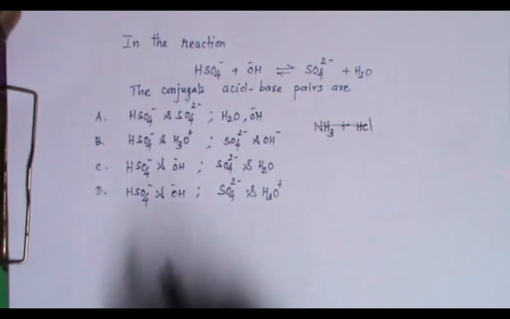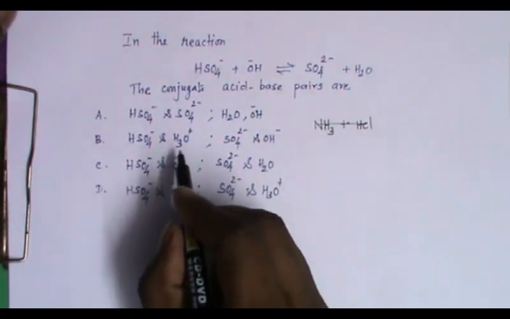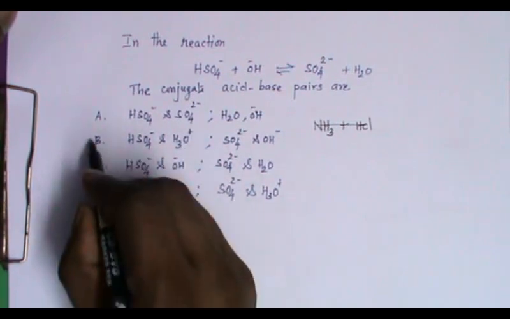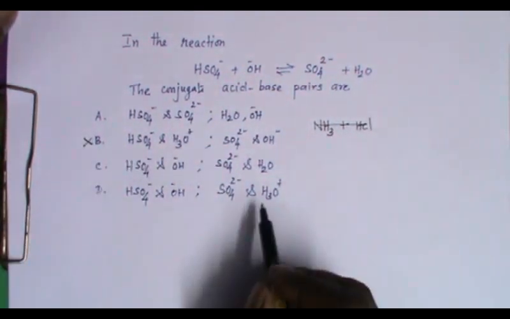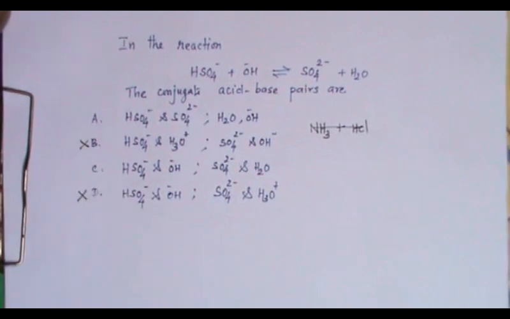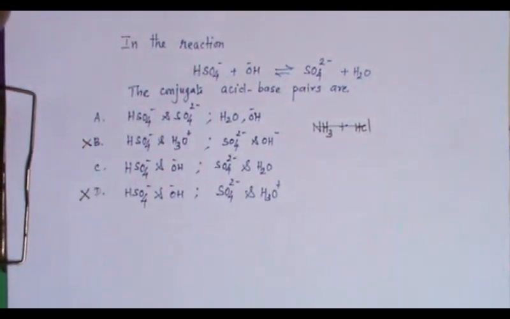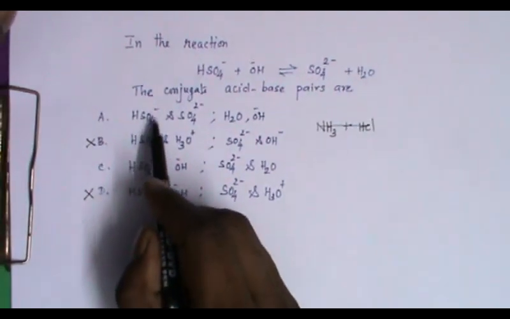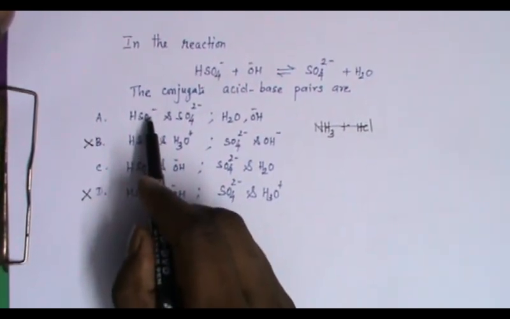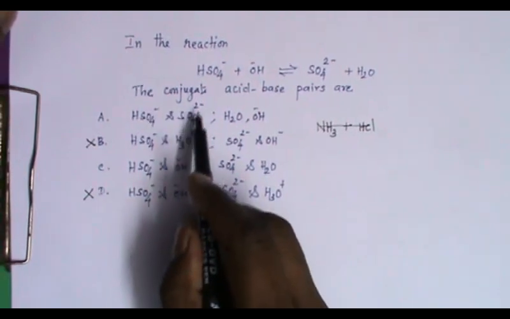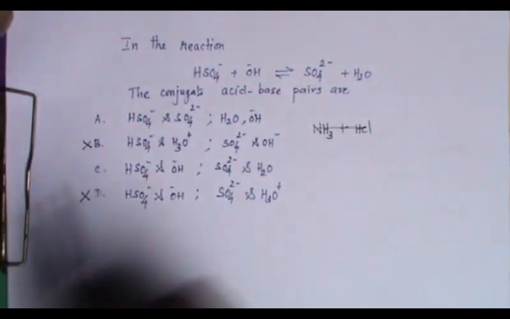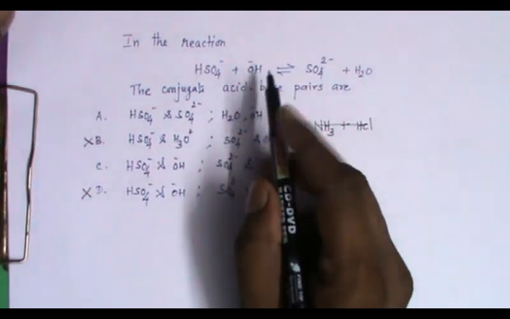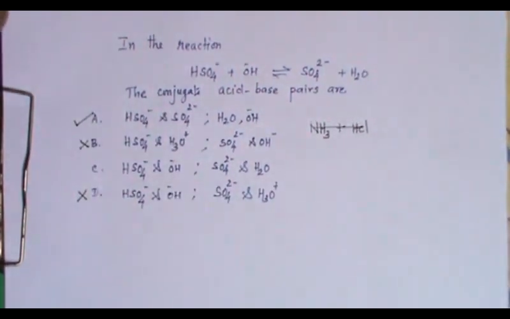Now let us go to the options. In the equation, we don't have H3O plus, but it is given in the options. It is not possible. Similarly, in the last option also it is given. So easily we can eliminate two options. Let us consider first and third. Here HSO4 minus, this is acid. Its conjugate base is SO4 2 minus. Here H2O is acid. This is conjugate base. So this is the correct answer.